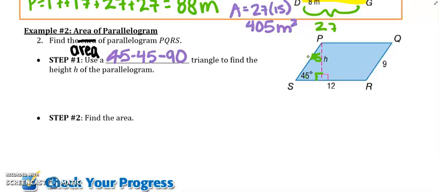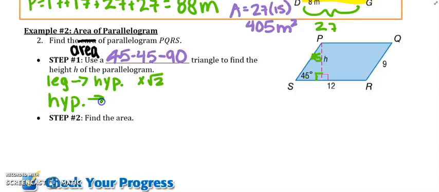So we can use a 45, 45, 90 triangle to find the height of a parallelogram. And if you remember, you go from leg to hypotenuse by multiplying by the square root of 2, right? It should get bigger. And of course, vice versa, hypotenuse to leg by dividing by the square root of 2. Okay, well, we know this is 9, so we know this must be 9. This is my hypotenuse. I want to go to my leg. I know it's confusing because this is marked as an H, but it's marked as my height, not my hypotenuse.